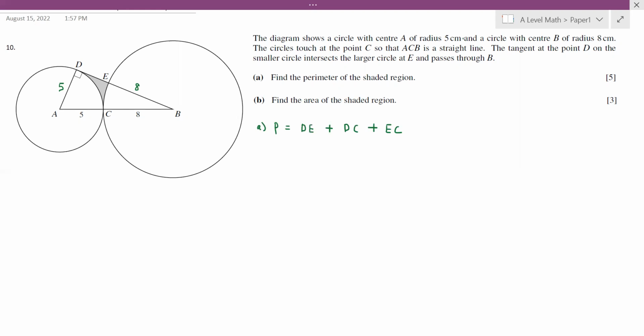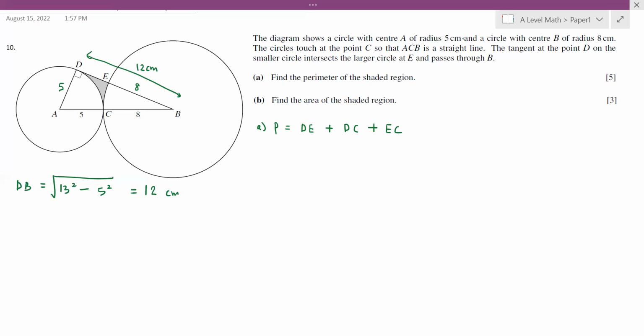To find the length of DE, take note that triangle ADB is a right triangle with angle D, the right angle. We can find the length of DB using the Pythagorean theorem. So that would be the square root of 8 plus 5, that would give you 13. So we have 13 squared minus 5 squared. And that should give us a value of 12. So DB here is 12 centimeters.